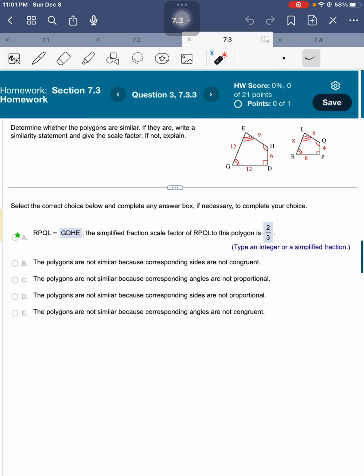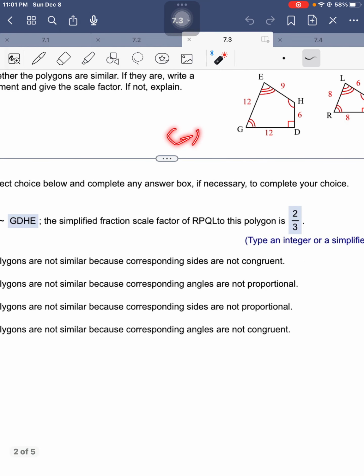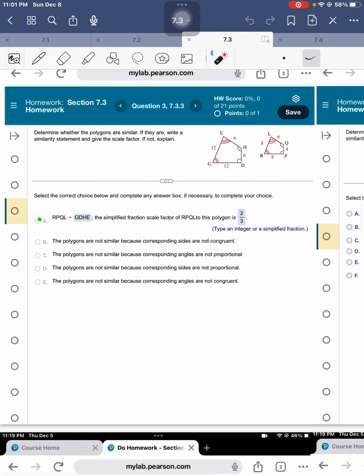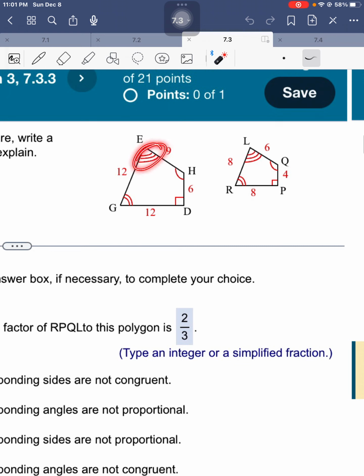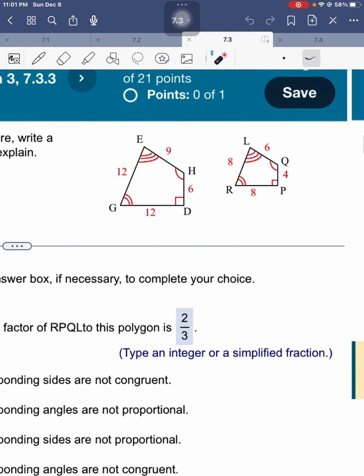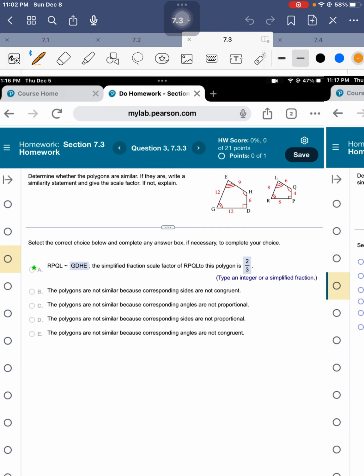All right, so determine whether the polygons are similar. Okay, so because they didn't give us something like GEHD is similar with the squiggle, we can't assume that. So we have to take a look at the corresponding angles and sides. So is E congruent to L? Yeah. G congruent to R? Yeah, because of the arcs. H congruent to Q? Yes. Is 90 and 90? Yes. So we know that the angles are congruent. Now we have to figure out if the side lengths are proportional.